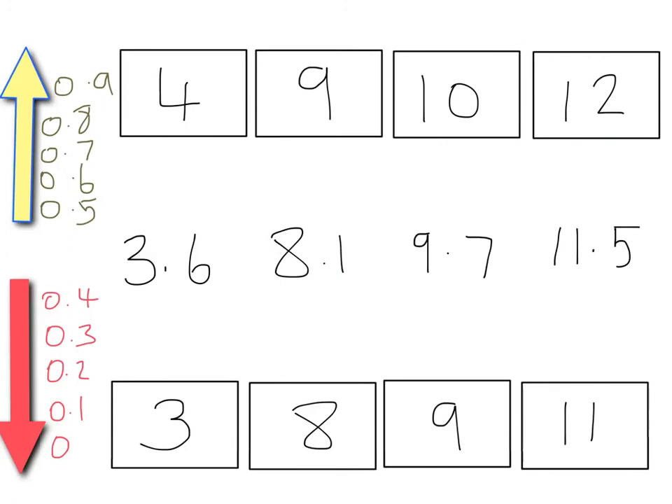Okay, so here are the whole numbers that each of the decimal numbers falls between. 3.6, well, if you look at the 0.6, it should direct you to go up, and therefore 4 is the whole number that you would round 3.6 to. 8.1 rounds down to 8 with the 0.1. 9.7 rounds up to 10, and 11.5 rounds up to 12.